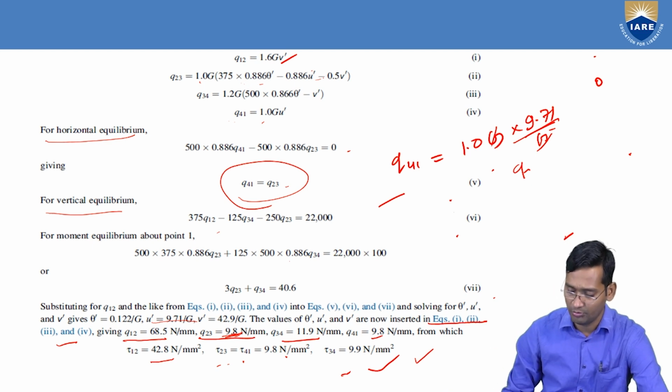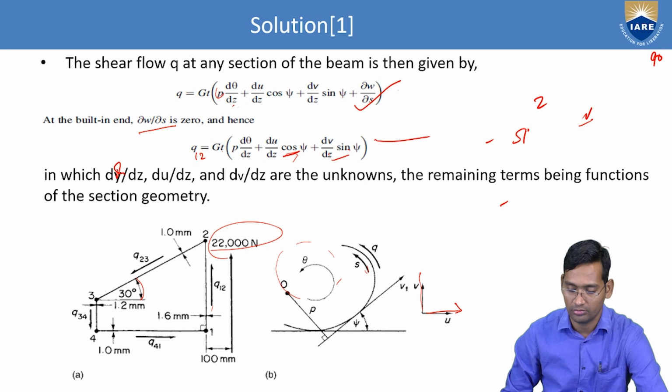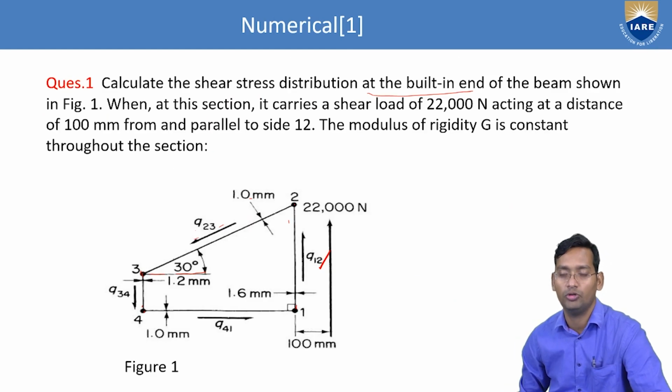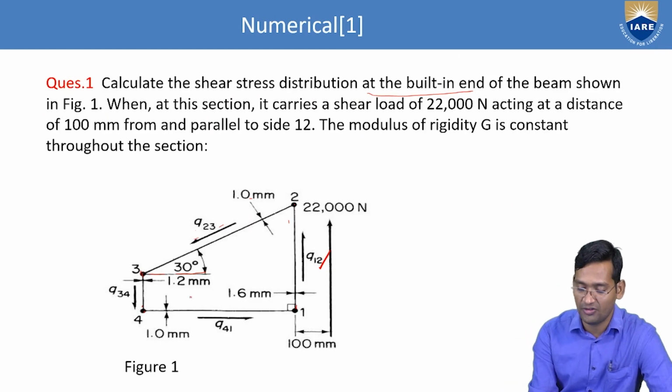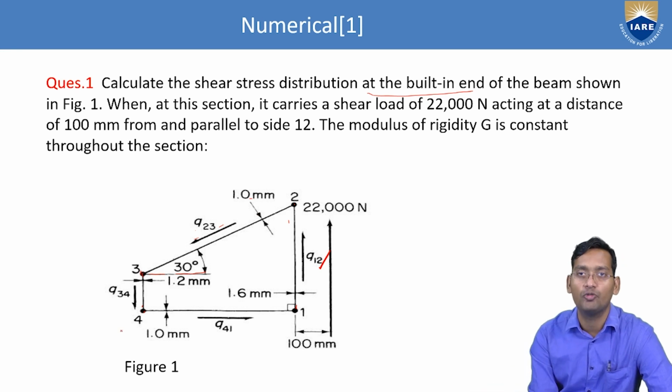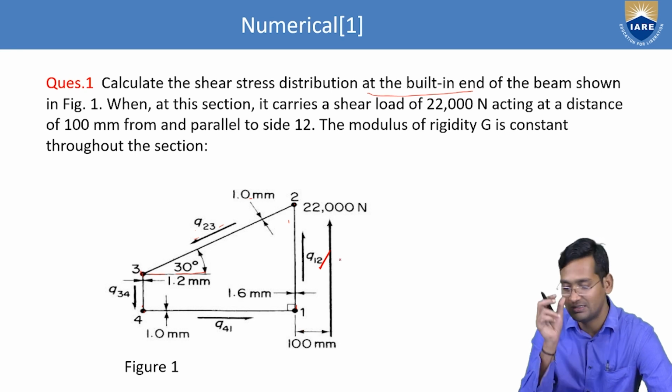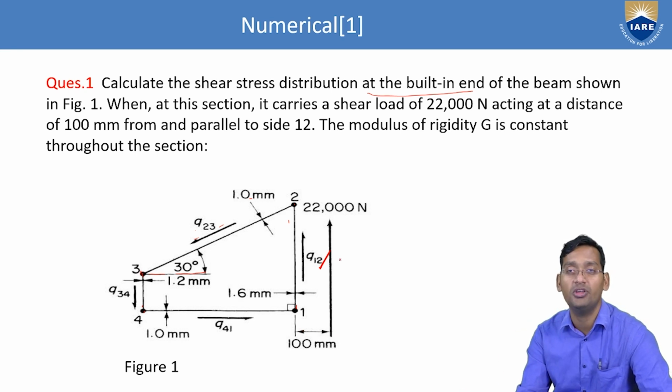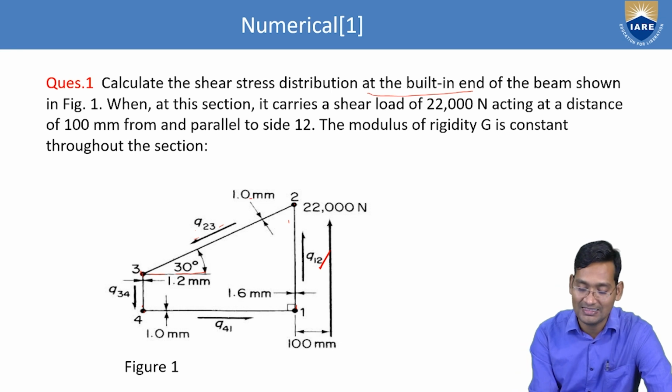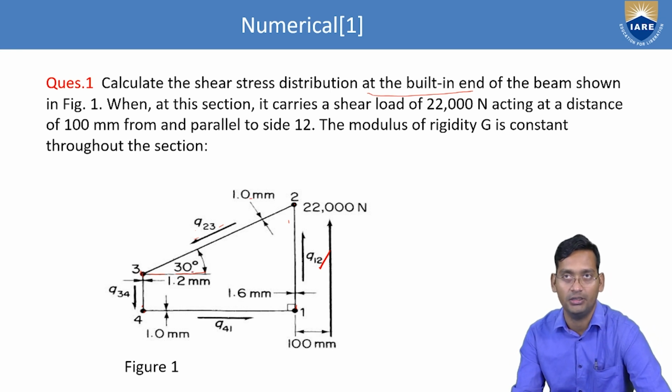Okay. So let's see, before going to the next numerical, I'm just quickly revising it, going through it one more time. So this is the figure that is given. Okay, 1 to 2 thickness is 1.6, 2 to 3 thickness is given as 1, 3 to 4 thickness is given as 1.2, and 4 to 1 thickness is given as how much? That is 1 mm. Okay, and it's given that at 100 mm from this 1 to 2, a force is acting with a magnitude of 22,000 Newton, and this angle is given as 30 degrees.